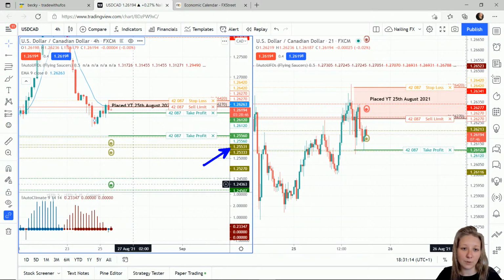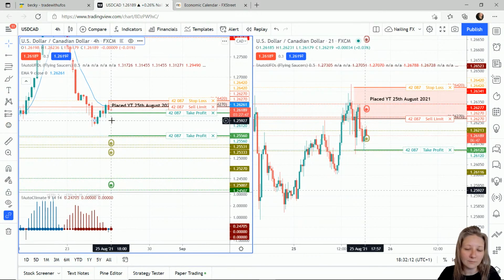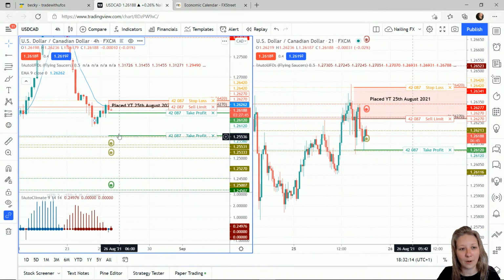So the number was 1.25531. I rounded it up to the closest pip, which is 1.2554, and then added a couple of pips, which is 1.2556. That's my final target, because it's just before we hit a big stack of buyers, which in theory is the only thing that can stop lots of selling, unless new orders come into the market, but we don't know that yet. So based on what we see now, we place this trade and we put our target down there.